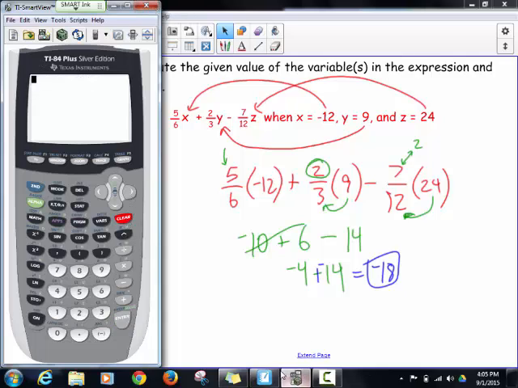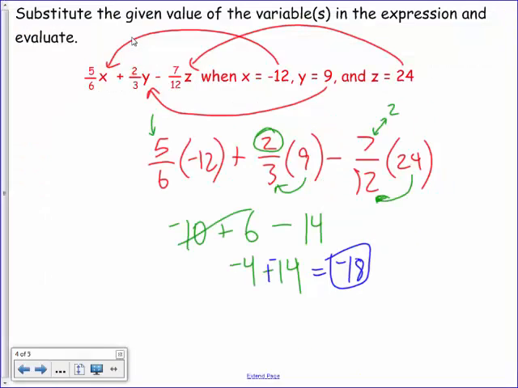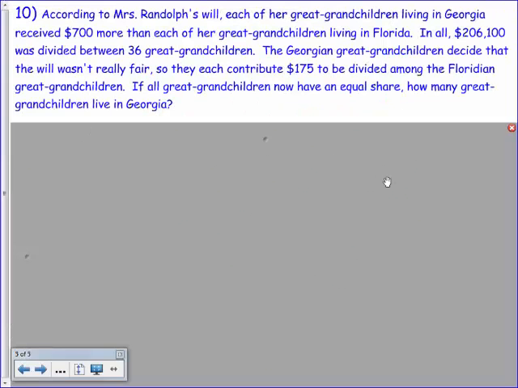So let's go a little bit more in depth now with a story problem here. All right, so let's read through this. It says, according to Mrs. Randolph's will, each of her great-grandchildren living in Georgia received $700 more than each of her great-grandchildren living in Florida. In all, $206,100 was divided between 36 great-grandchildren. The Georgian great-grandchildren decide that the will wasn't really fair, so they each contribute $175 to be divided among the Floridian great-grandchildren. If all great-grandchildren now have equal share, how many great-grandchildren live in Georgia?